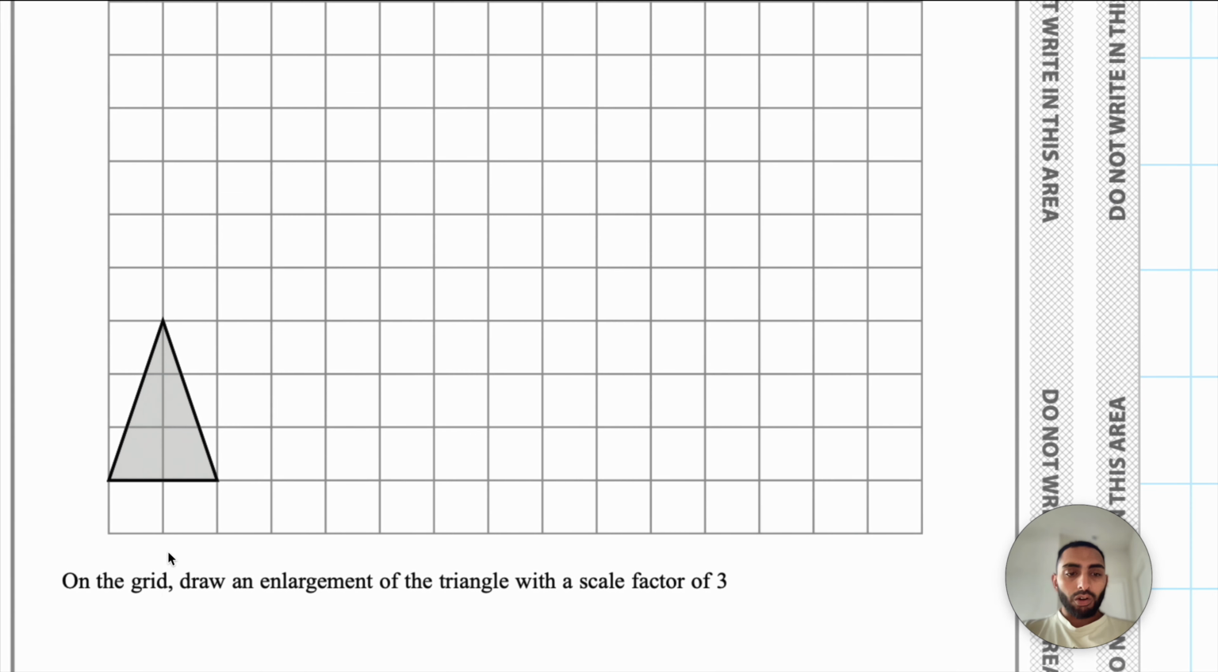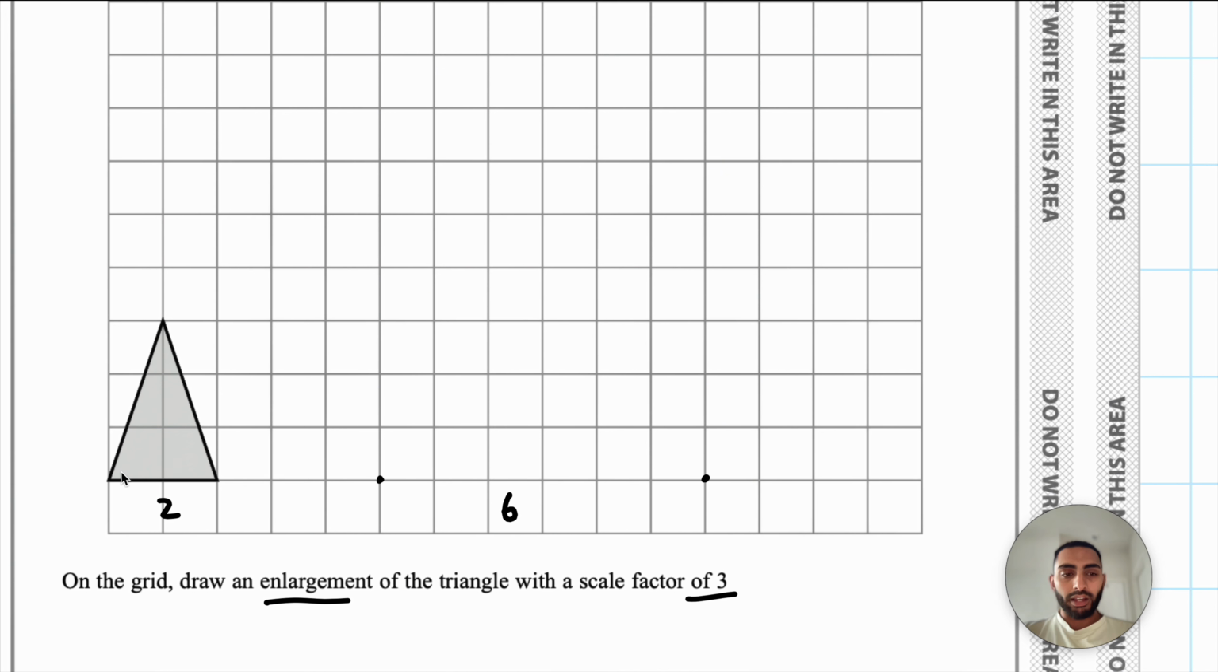Question 11. On the grid, draw an enlargement of the triangle with a scale factor of 3. Enlargement just means I need to multiply all of these sides by 3. So on the base, I can see I've got a length of 2. I need to multiply this by 3, so 2 times by 3 is 6. So I need a base of 6. I'll start from here and count 1, 2, 3, 4, 5, and 6.